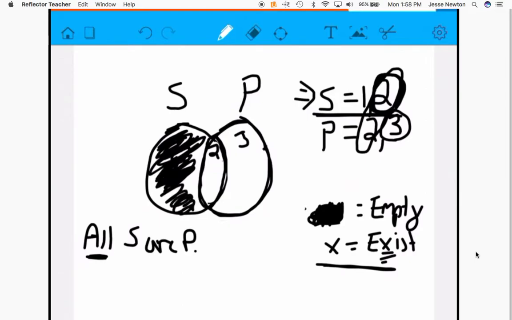And so this is how we would symbolize all S are P. We'd symbolize it by shading in the region entirely. And if you look at this, you have to think about what this is saying. This is saying that no S are in region 1, and all the S that exist are going to be limited to region 2. And this shows us that all S are P. And this is basically how we do Venn diagrams.